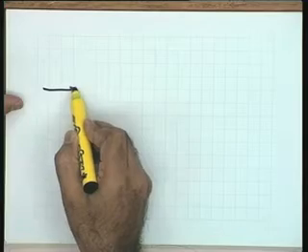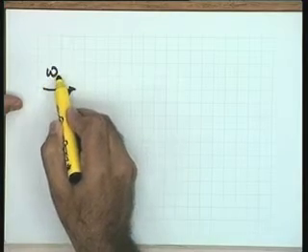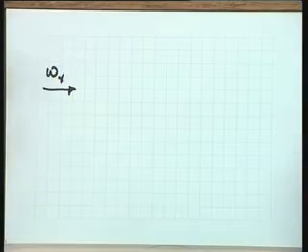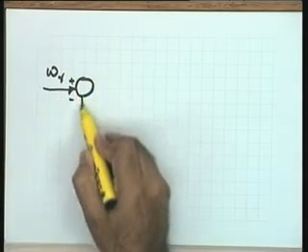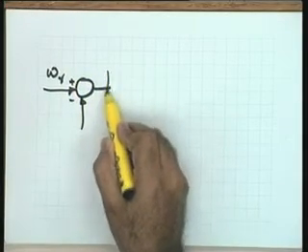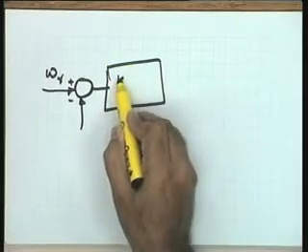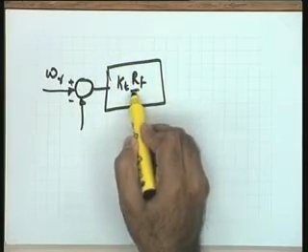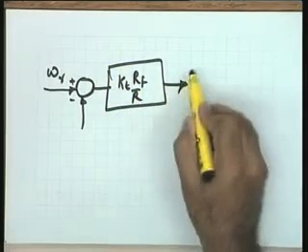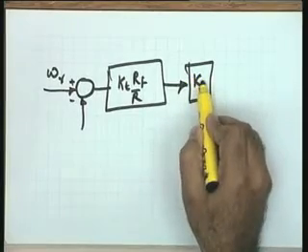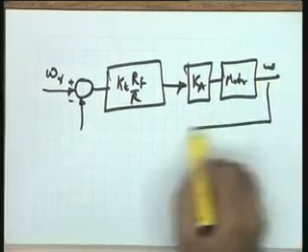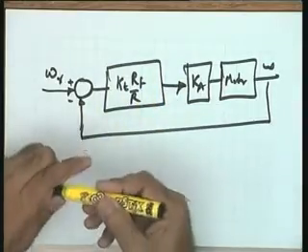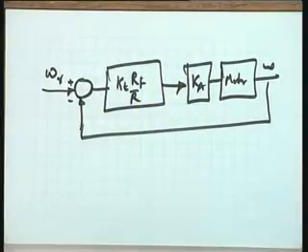Now you see that what I am doing is the conversion of this diagram into a unity feedback system. Omega r I take, you will now tell me whether it is okay, plus minus, I club Kt here, here it is Ka, motor I have yet to explain, omega, and it goes.